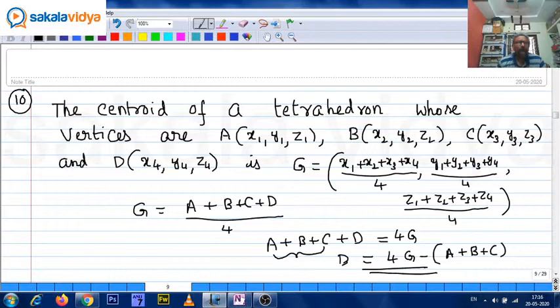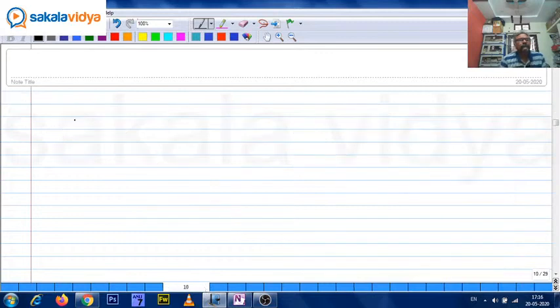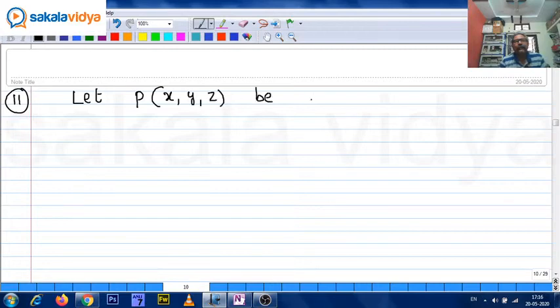Now the most important points to be discussed. 11th point. Let P of x comma y comma z be any point in space.